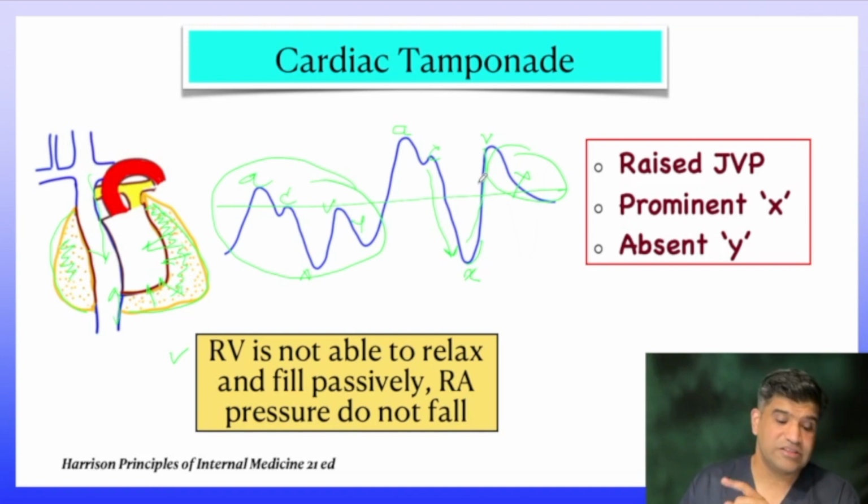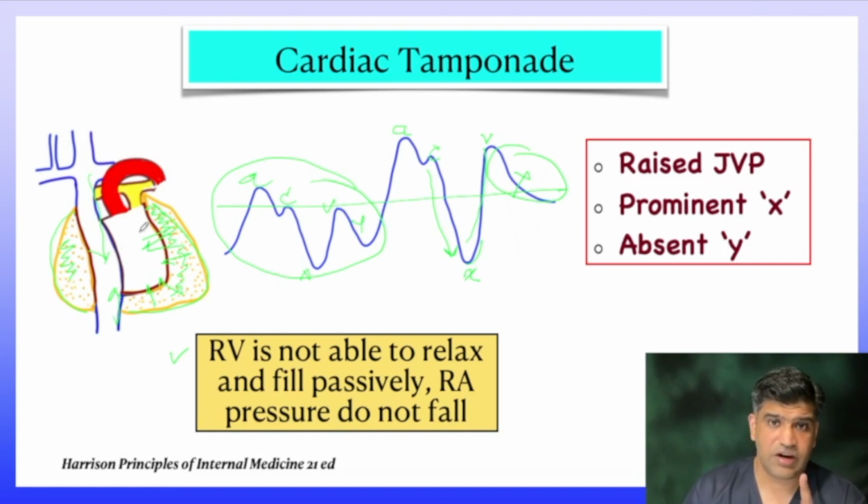passively. Since there is pressure from outside, if this is the RV and this is the pericardial sac, there is so much fluid in the pericardial sac and it is so tense that it compresses the RV from outside. So the RV is not able to fill passively. If the RV is not able to fill passively, that means we don't have a Y wave. We don't have a Y descent.